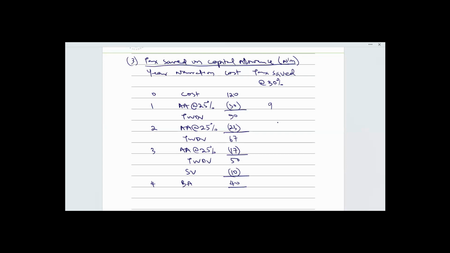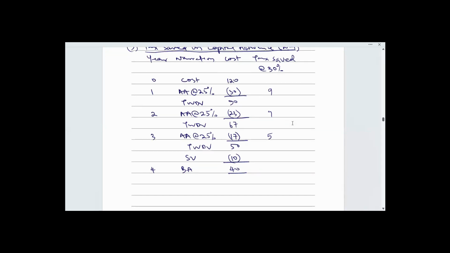So what's 30% of 23? 7. 30% of 17, 5. Okay. 30% of 40, 12. All right then. So somebody should add up the total tax saved. Yes, total tax saved is 33.